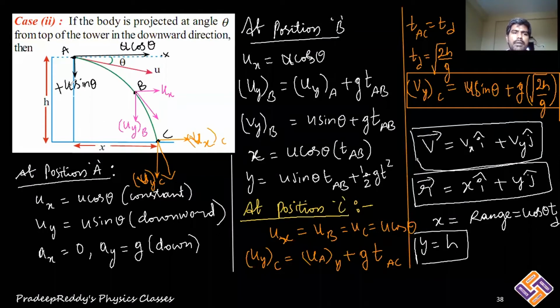Is it not? Starting from A to C, how much distance vertically it is traveling? It is traveling h, which is height of the tower. So along y direction it is equal to h. Along x-axis how much distance it is traveling? That is equal to range. Range equation is u cos theta, that is horizontal velocity into time taken to travel from A to C, that is time of descent. This is how you can find out velocity and as well as displacement at any given position using the basic concepts of projectile.